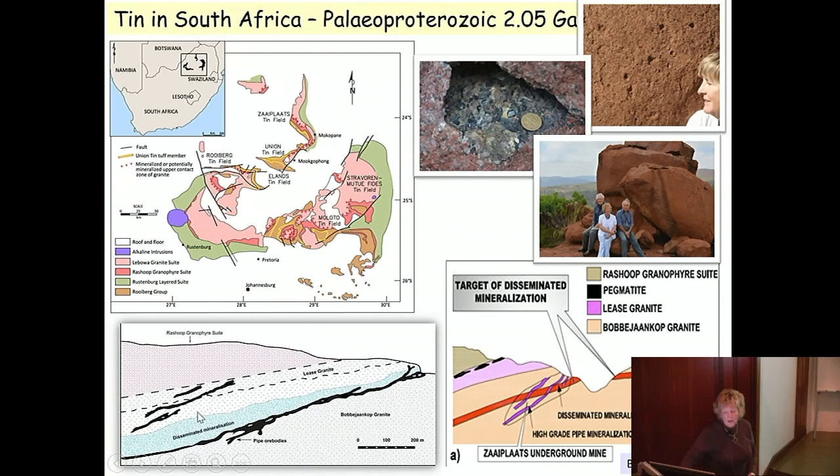And that's because at Zaaiplaats there's a number of these very rich mineralized pipes, which I'll show you in the next picture. But there's also a zone of disseminated mineralization shown here in a Bushveld Minerals cartoon as a zone in red, where tin is very much distributed in the roof portions of the Bobbejaankop granite and Lease granite shown here beneath the volcanics of the Rooiberg. And Bushveld Minerals think that there's a high enough grade in this zone to be mined.